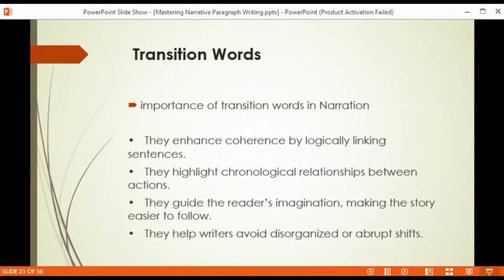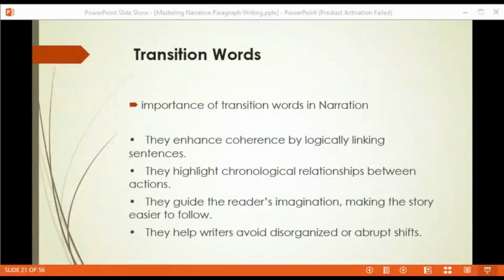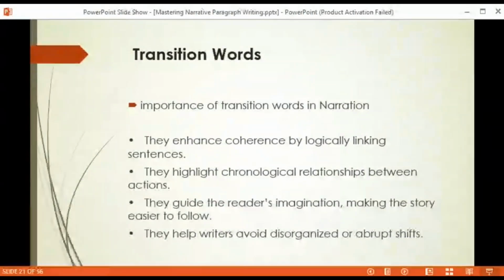The importance of transition words in narration. They enhance coherence by logically linking sentences. They highlight chronological relationships between actions. They guide the reader's imagination, making the story easier to follow. They help writers avoid disorganized or abrupt shifts. Next slide, please.